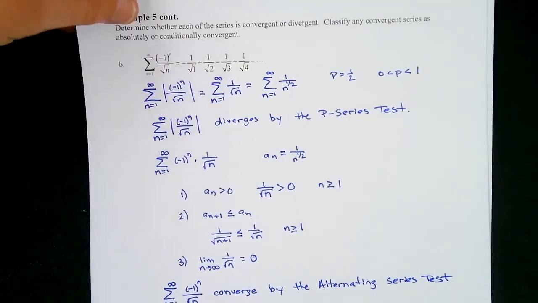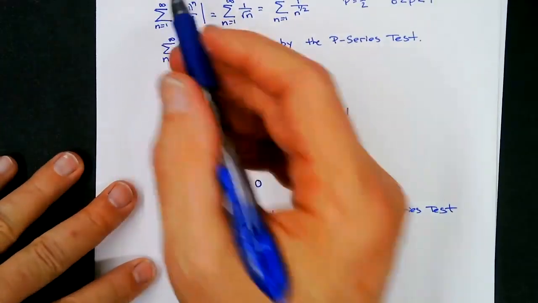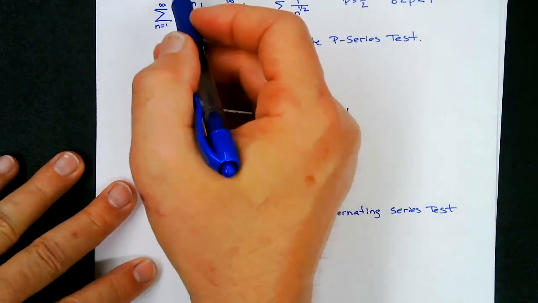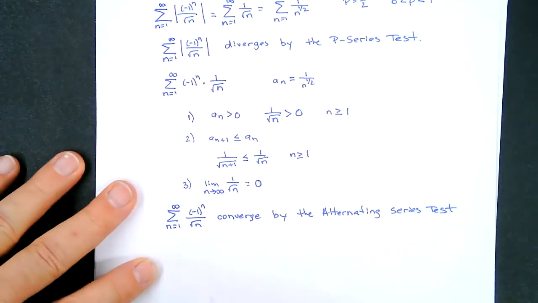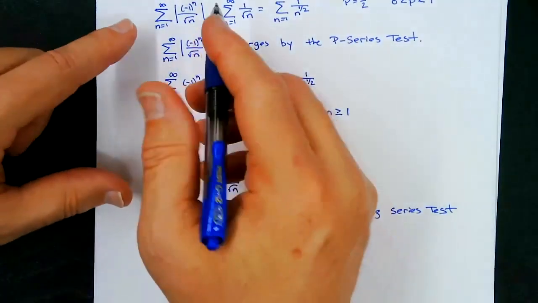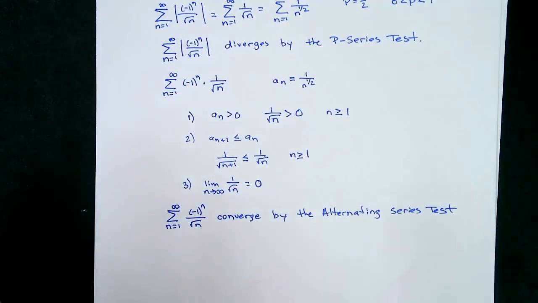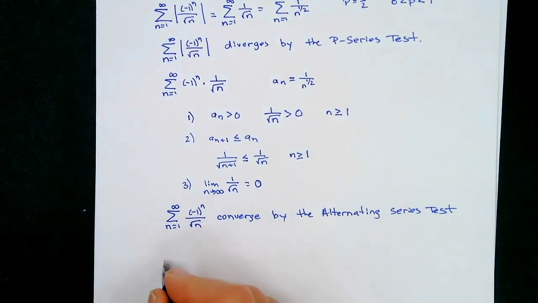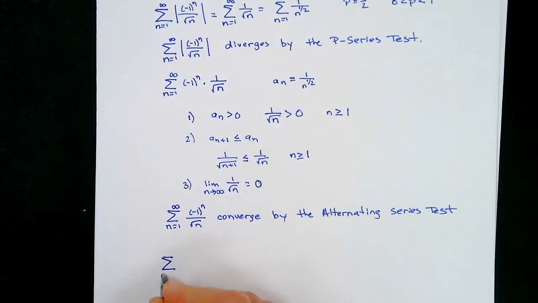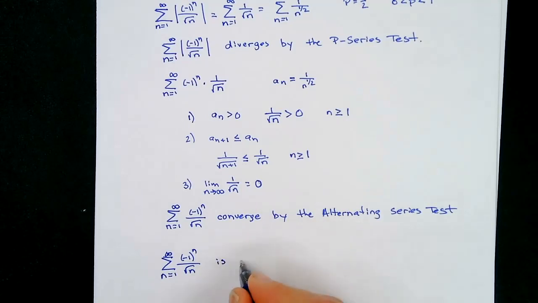Now, again, the series we started with, the sum from n equals 1 to infinity of (-1)^n over the square root of n, is converging. When we took the absolute value of it, that one was diverging. So when that happens, this is called conditionally convergent. So we would classify the sum from n equals 1 to infinity of (-1)^n over the square root of n as conditionally convergent.